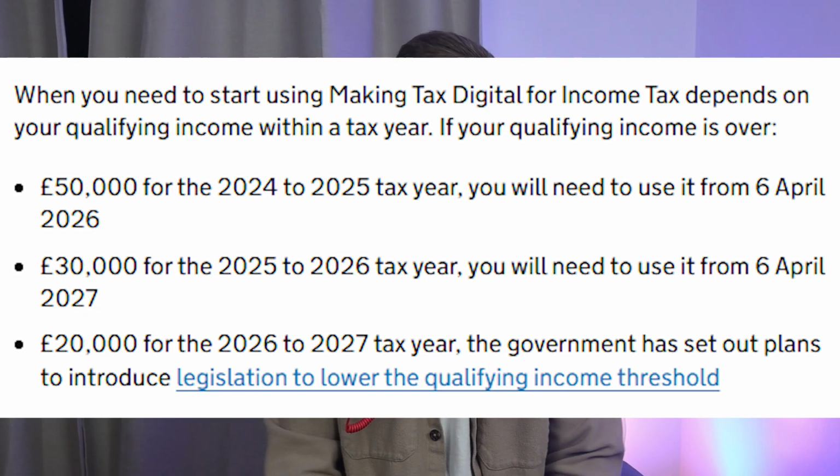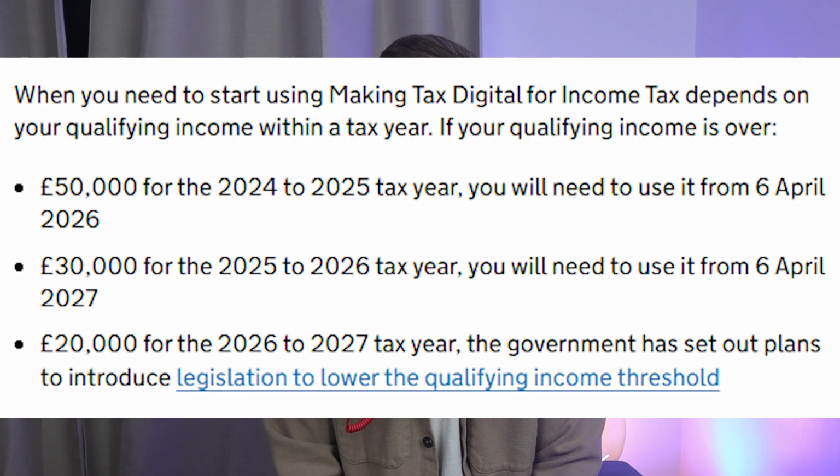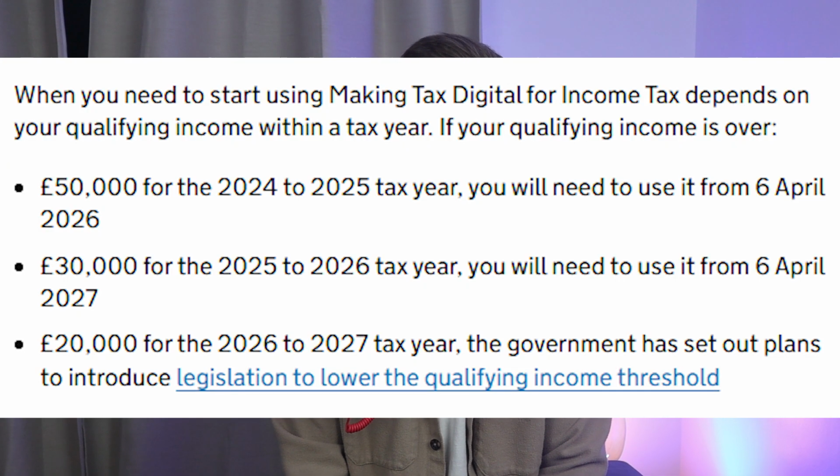Qualifying income is the gross income. That's the total income that you receive before any expenses are deducted, and it's your income from self-employment and property combined. The £50,000 threshold is set to be reduced to £30,000 as of April 2027, and then £20,000 in April 2028. Quarterly updates will be required for standard quarters, irrespective of a business's accounting period.